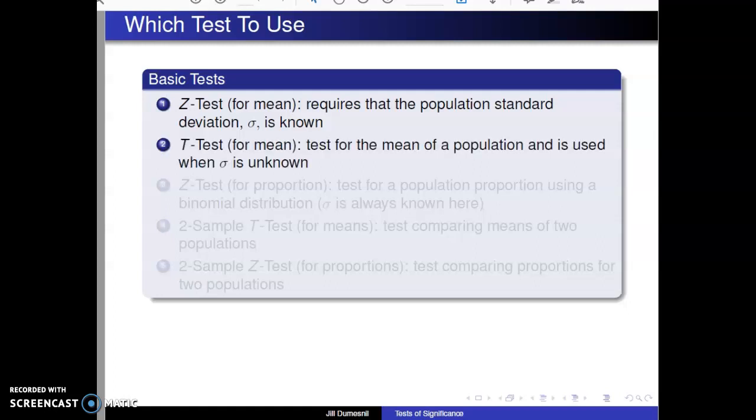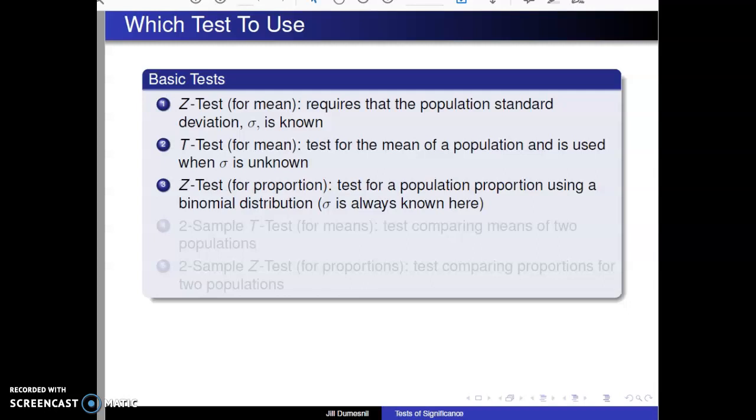A t-test for a mean tests for the mean of a population and is used when sigma is unknown. In this case, we approximate sigma by little s. A z-test for a proportion tests for a population proportion using the binomial distribution. The parameter sigma is always known in a binomial distribution.